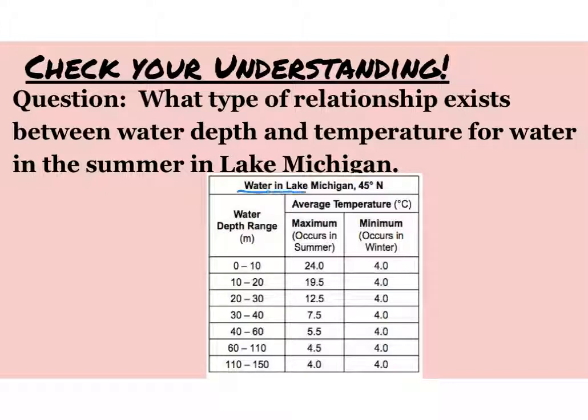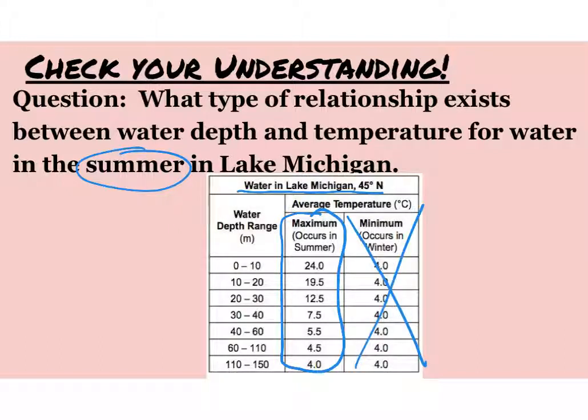So here it tells you that this is for the water in Lake Michigan, but we're looking at just the summer. So we are only looking at this data right here. We're not looking at the data for the winter, and we're only looking at the relationship between water depth, which is here, and the temperature for the summer. So this would be my X, and this would be my Y. So let's look at the data.